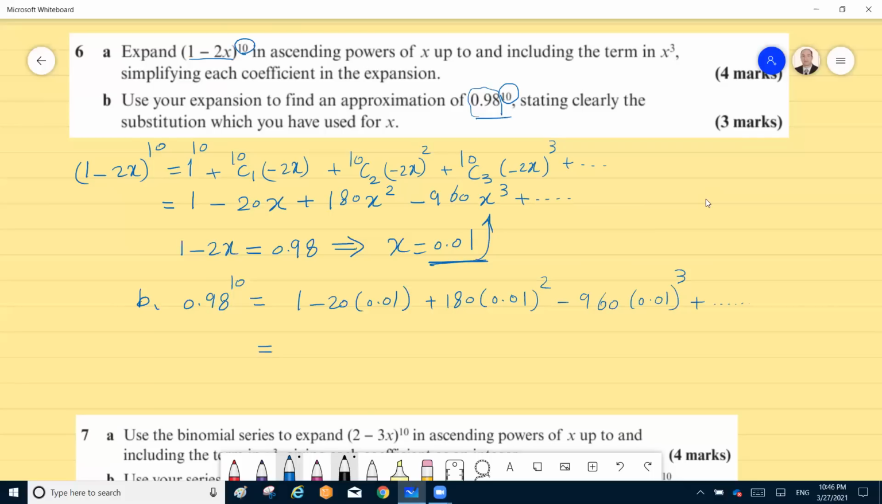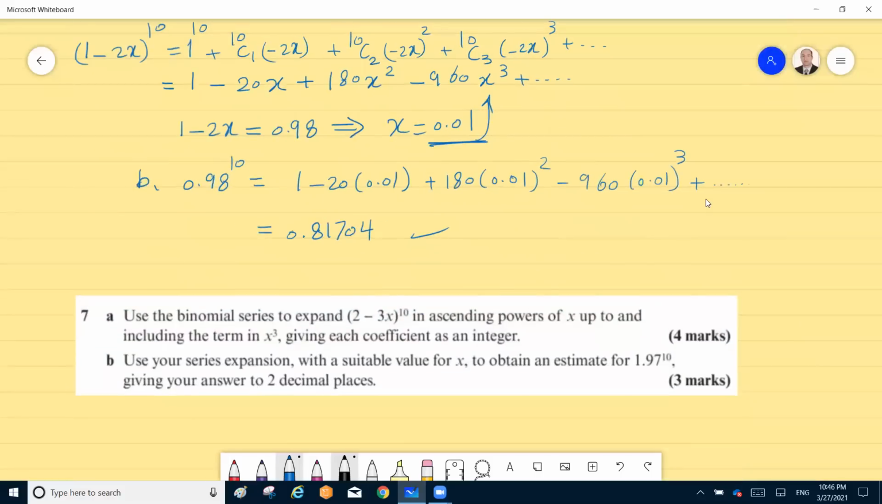By calculating this value, you can get 0.81704 like this. Okay, check this value with me. If you have any difference in the answer or if you see any mistake in my answer, just don't hesitate to write in the comments, please.